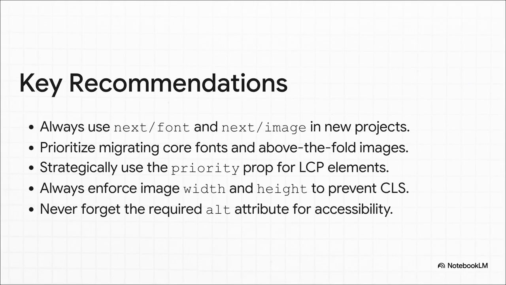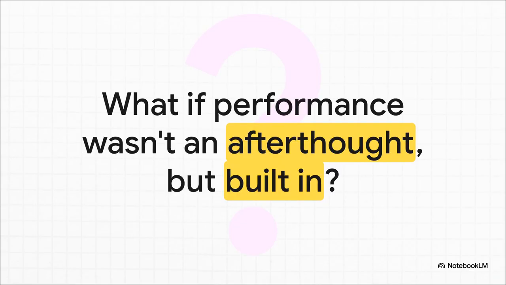So what's the key takeaway for you? Here's the playbook. For any Next.js project you're working on, just use these components. Make them your default. If you're working on an older project, start by migrating your most important fonts and images first. Use that priority prop like a scalpel for your main content, and please always define your image dimensions and add that alt text.